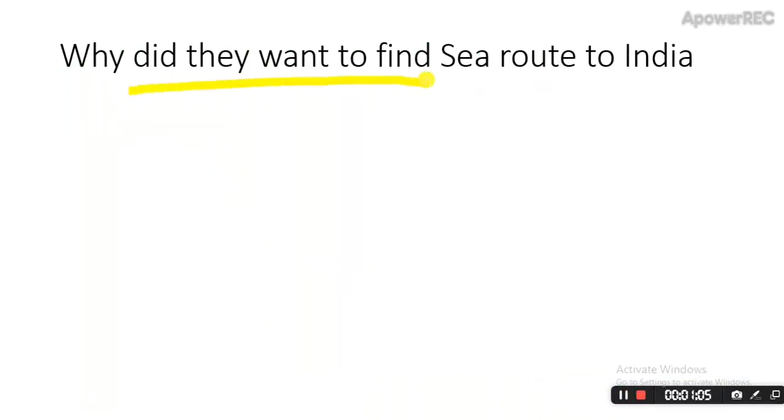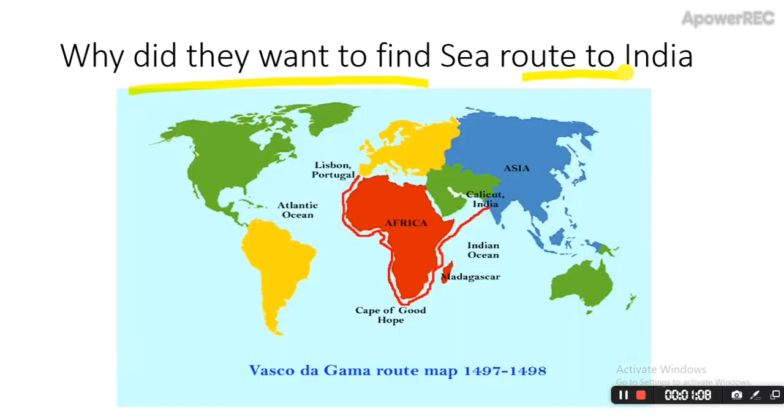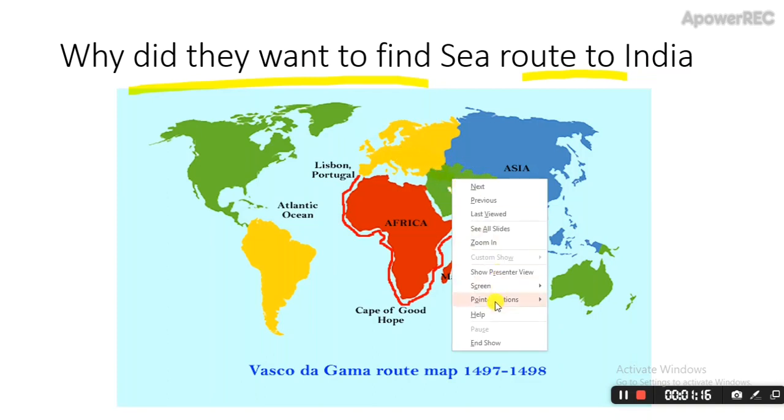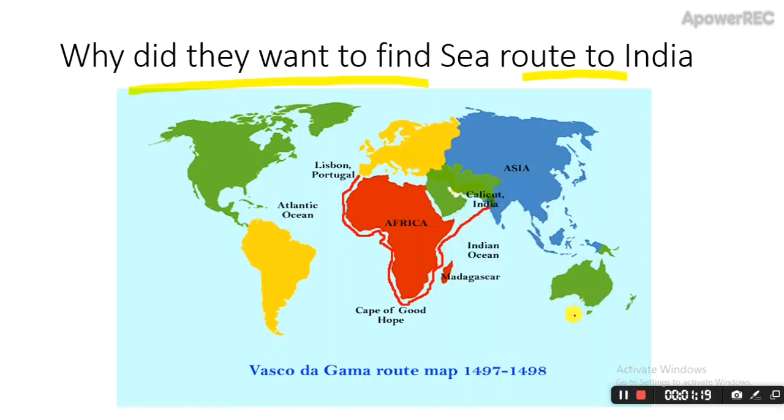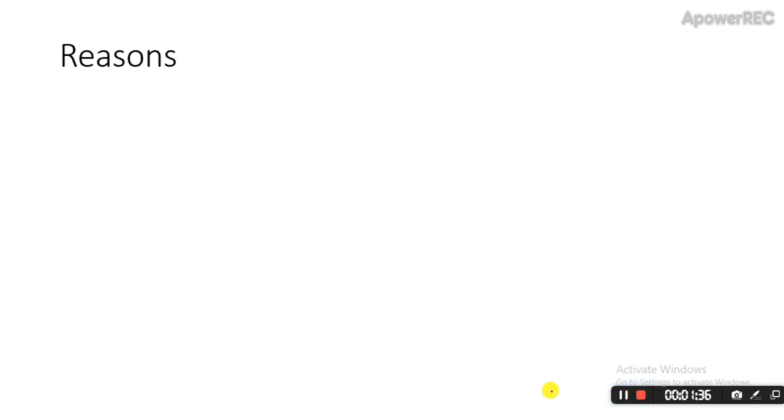So why did they want to find a sea route to India? This is the major question. Why did they actually want to find the sea route, because the land route was already available? Here is the land route, here is Europe, and we can reach from Europe to India via the land route easily. But why did they want to find the long sea route to India? There were many reasons behind that. Let's see one by one.